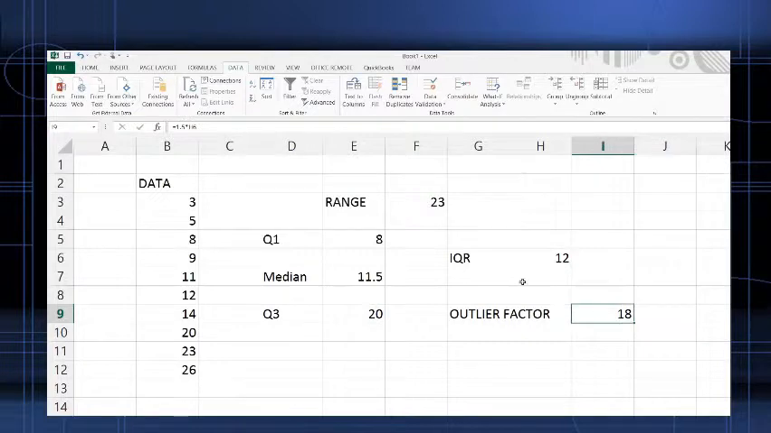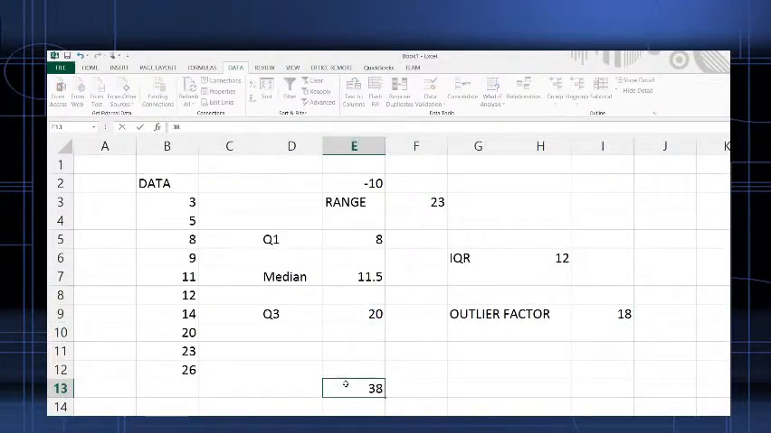If we subtract 18 from our lower quartile, we get a number of -10 that we can't go below without being an outlier. If we add 18 to our upper quartile, we get a number of 38, which we can't go above without being an outlier. So in our case, because our lowest number is 3 and our highest number is 26, we don't come even close to hitting either one of our outlier number factors, so there is no outlier in this data set.